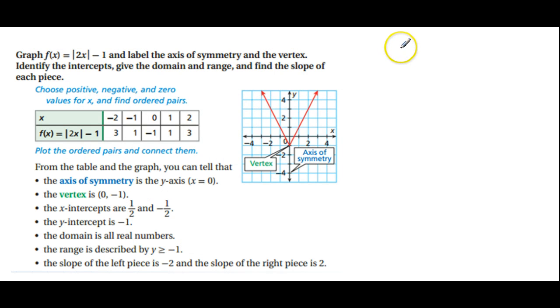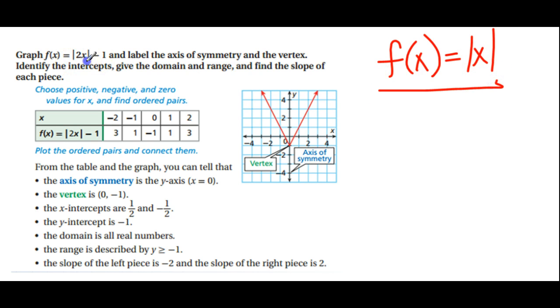The first one that I did was f of x is equal to the absolute value of x. I want to look at this and then look at our new one and say what looks different here. Well, I've multiplied the inside by a 2, and I've put a -1 on the outside. So again, I can find all of that information that I found just a minute ago. It's all listed right here. But let's really look at what the difference is. My other V looked like this.